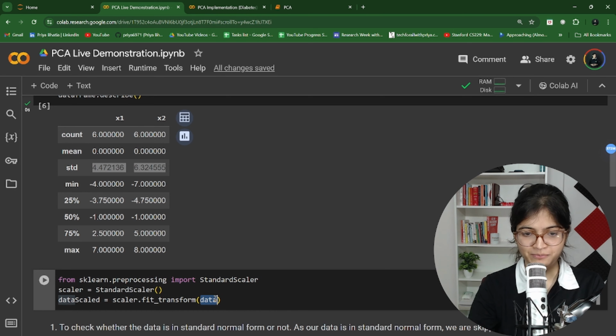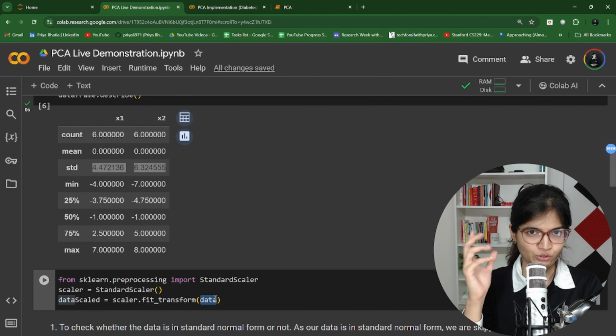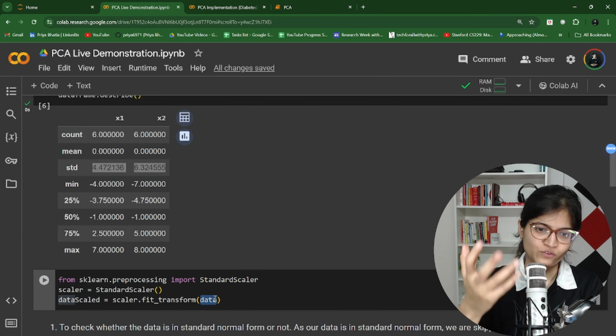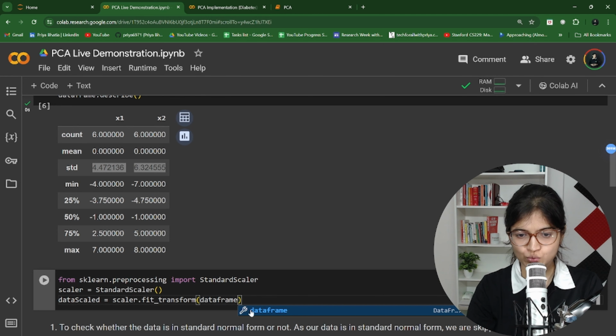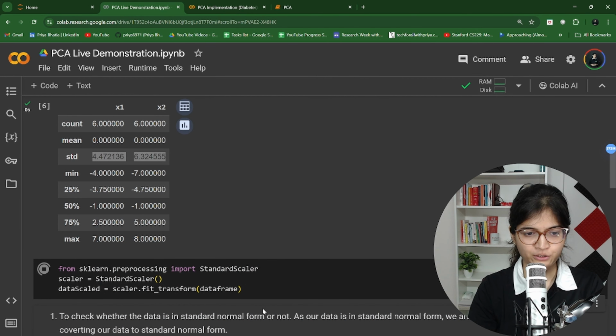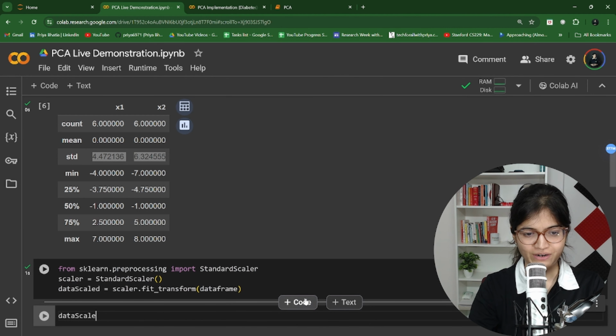Everything, by the way, I have explained in my previous sessions: why it is fit and transform, and the literal meaning of that. If anyone forgot the concept, you have access to the previous videos, please go and check them out. Now here we will have a data frame, right? Let me check whether we get standard scaled data. Again, let's see the description. We will call the describe function. Let's see now.